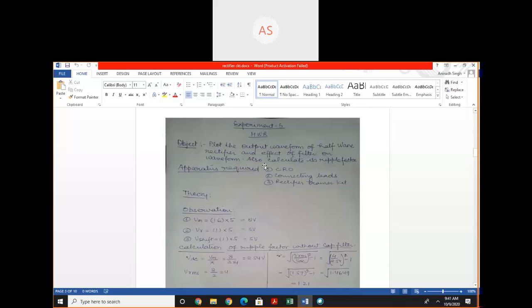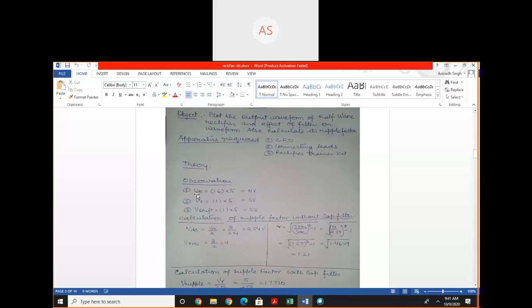So we start the experiment on half wave. Object: plot the output waveform of a half wave rectifier and see the effect of a filter on the waveform, and also calculate its ripple factor with and without filter. Apparatus required: CRO, connecting leads and rectifier trainer kit.